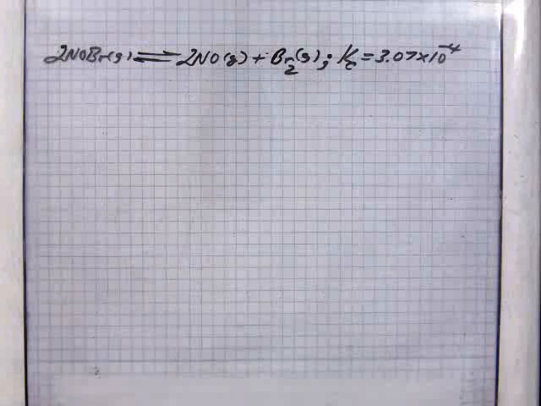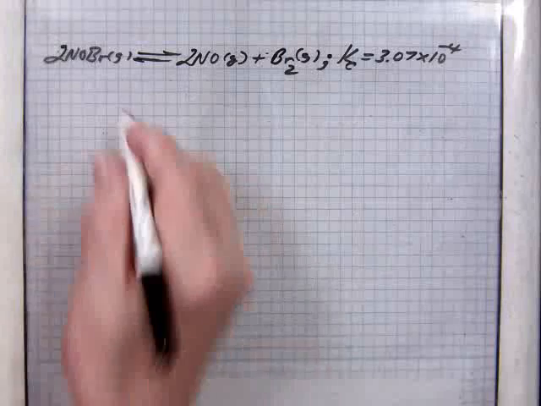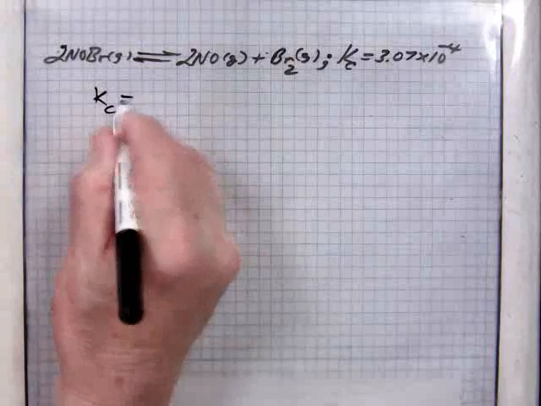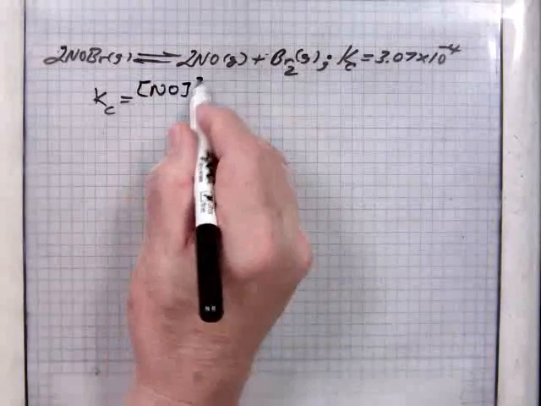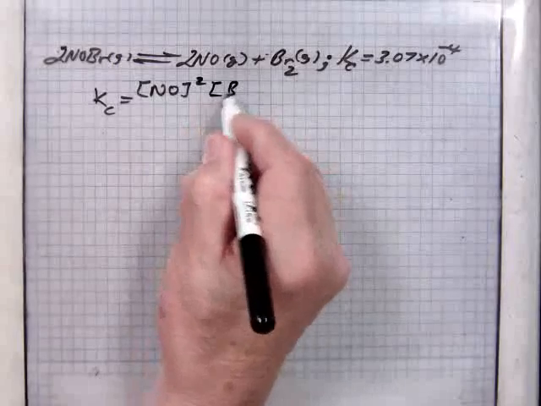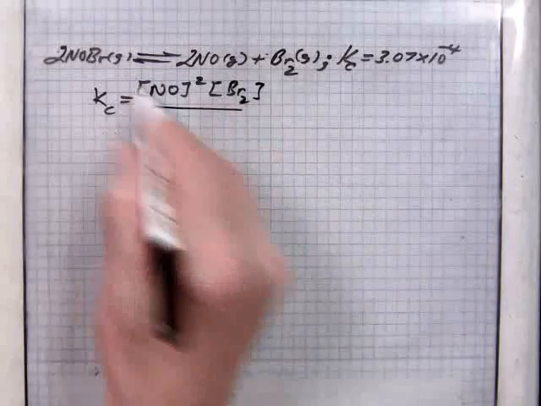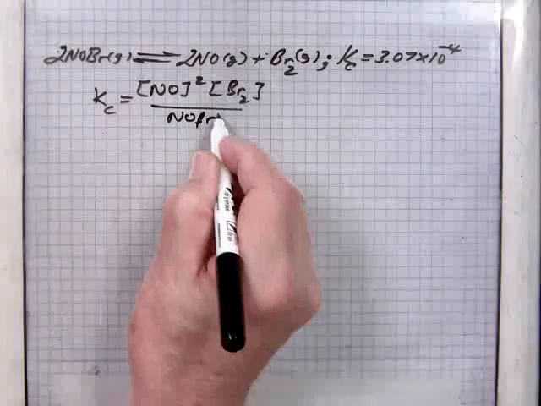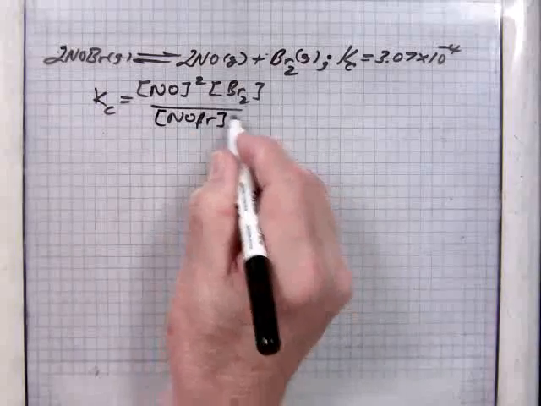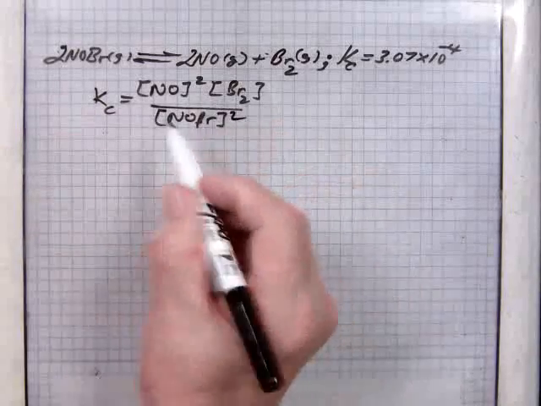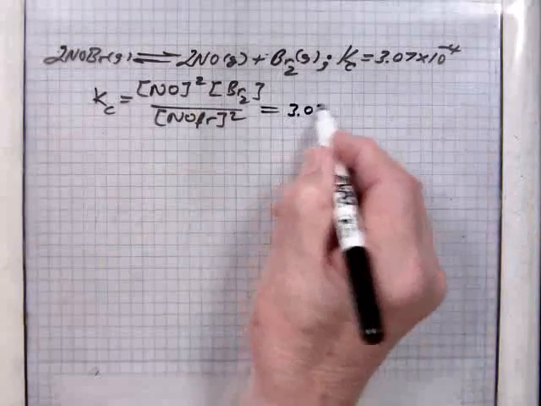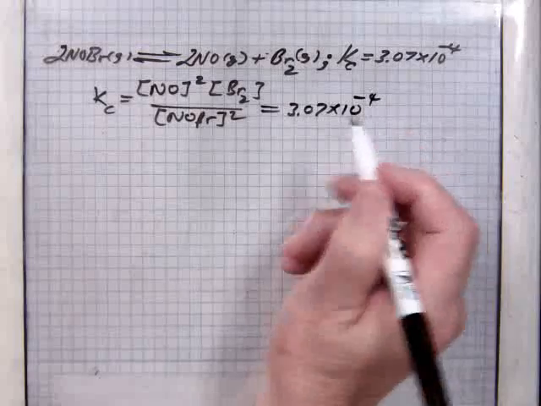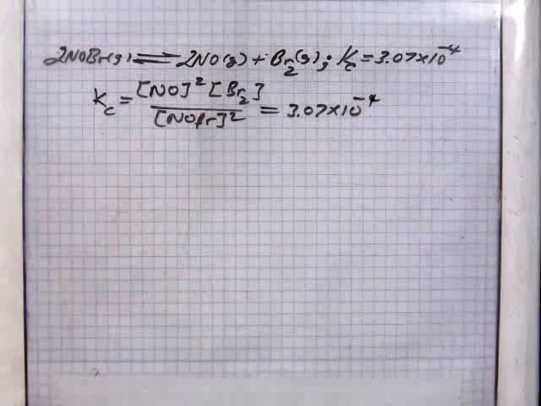Okay, so you're given an equation, and it has a Kc value with it. Okay, the Kc expression is NO gas, everything's gas phase, I'm going to save myself some time here, divided by NOBr squared. And that expression is, in fact, equal to 3.07 times 10 to the minus 4. Everybody understand that? We're good?